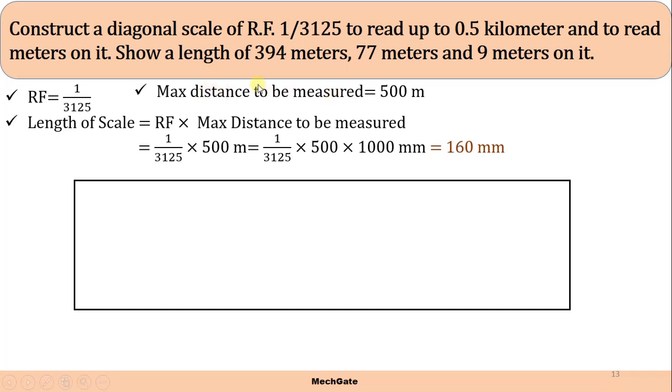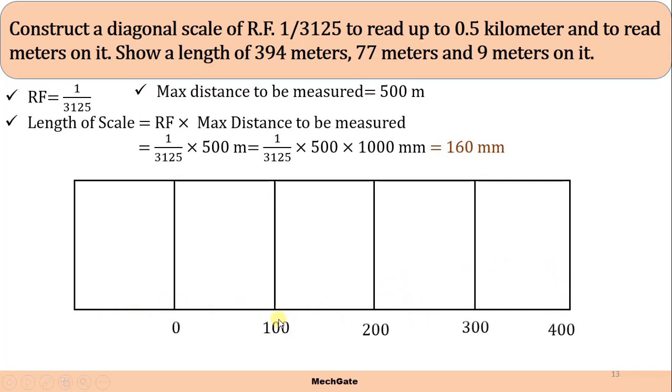Now the maximum distance to be measured is 500 meter. So if I make 5 divisions of 100 meters, then I can measure 500 meter, isn't it? So let's divide this 160 millimeter length into 5 equal parts. 160 divided by 5 gives us 32 millimeter each. So using a scale, let's divide this 160 millimeter into 5 equal parts.